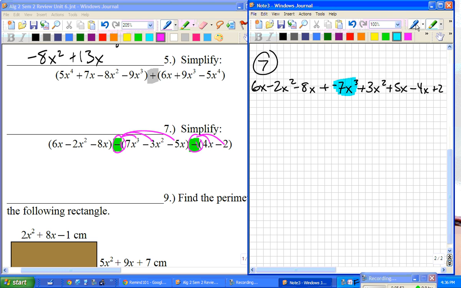Okay, we only have one of the negative 7x cubed. Looking for my squares. We only got the 2. So negative 2 plus 3 gives me positive 1x squared.